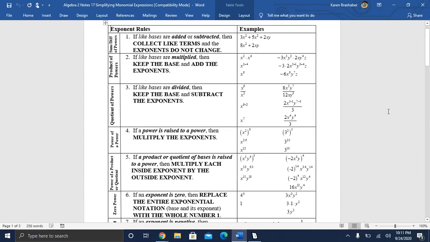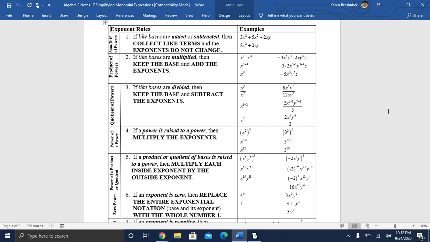Hello, students. We are going to be working on our first lesson in our new unit, which is studying polynomials. This lesson is just looking at single term polynomials. Those are called monomials.